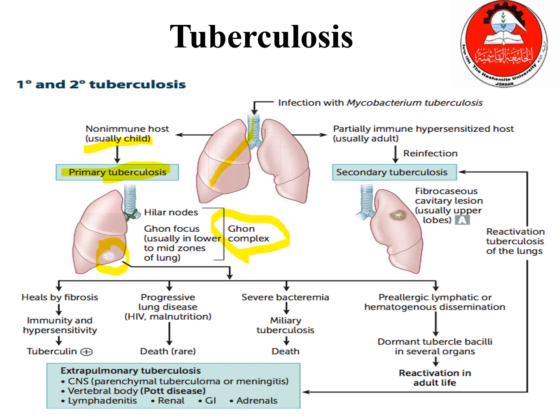Then this Ghon complex might undergo fibrosis and calcification and can be detected by chest X-ray. In certain patients, that is all that occurs, and the immune system is able to contain and kill the Mycobacterium tuberculosis, and this is going to lead to immunity and hypersensitivity against Mycobacterium tuberculosis, and those patients are going to be tuberculin positive, so they are going to be immune as a result of infection. And the story ends here, and it's a happy ending.